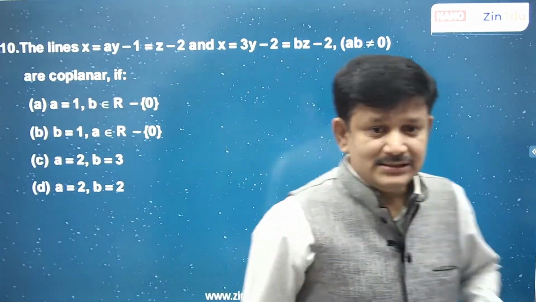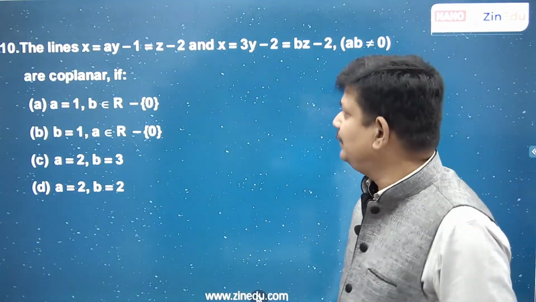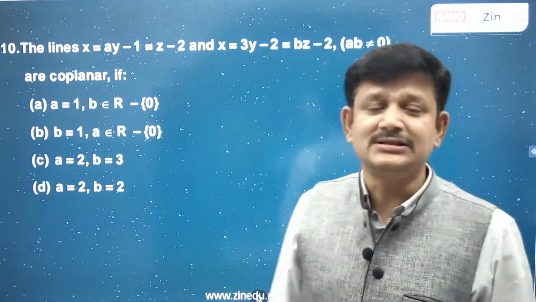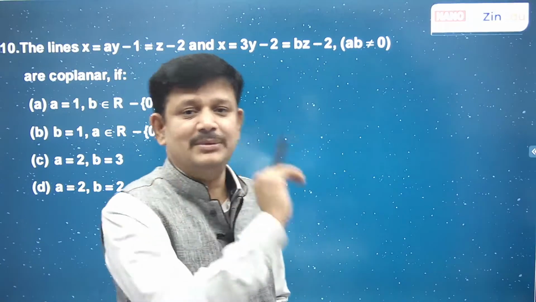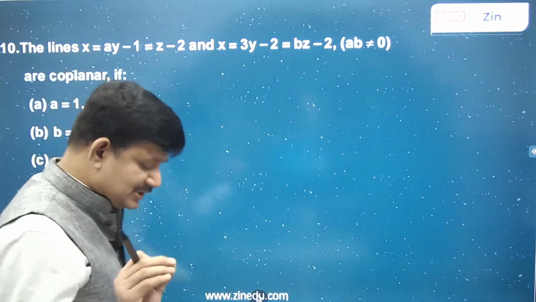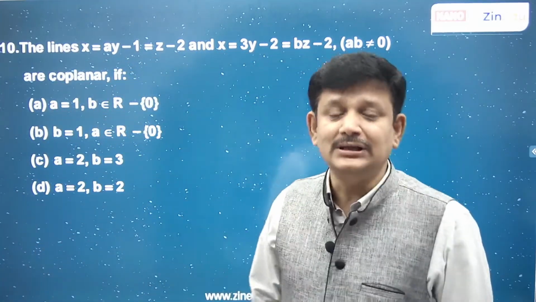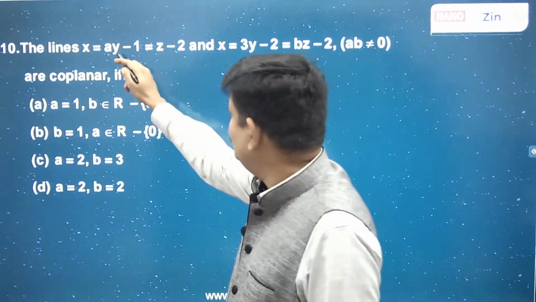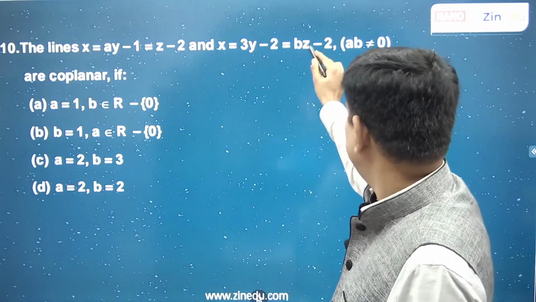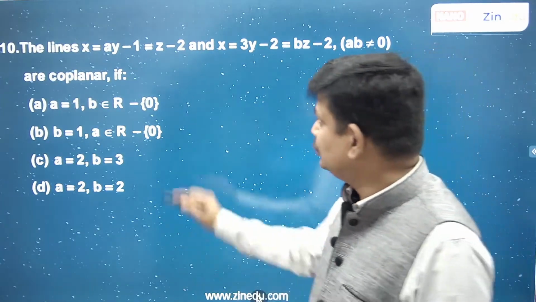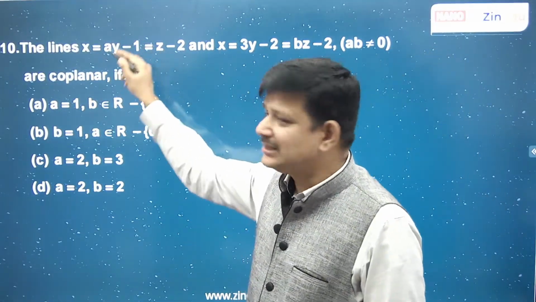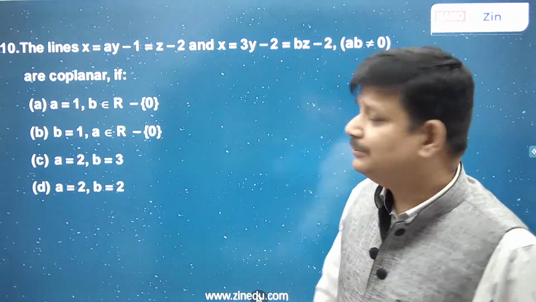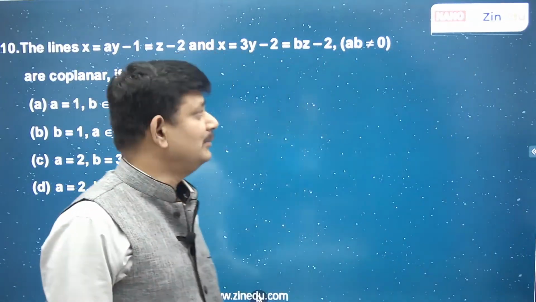If these lines are coplanar, again a repeatedly asked question. Here, the lines are not in symmetric form. So convert them into symmetric form, and while doing this, try to be a little smart. Unknowns are here, ay, bz. This is the term which creates problems for us. This is the term which makes the calculations slightly more tedious.